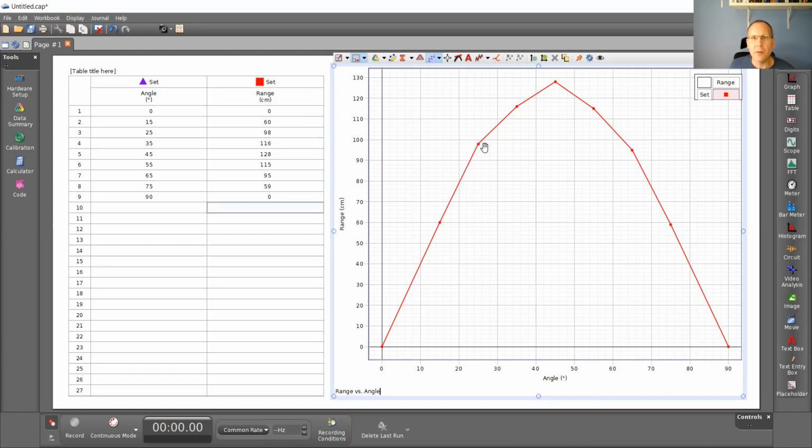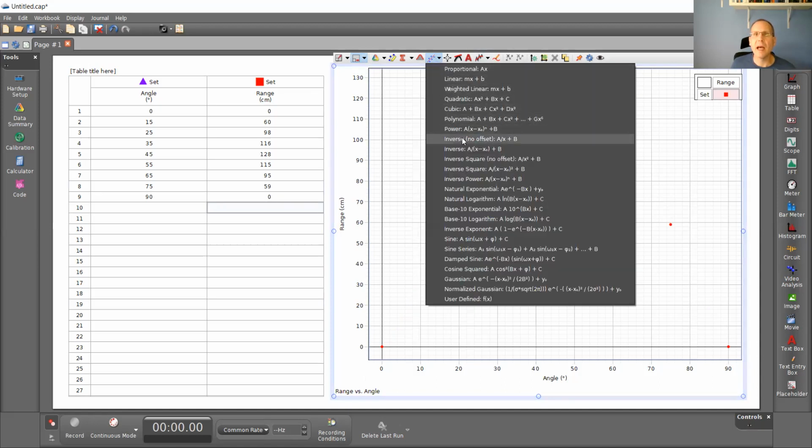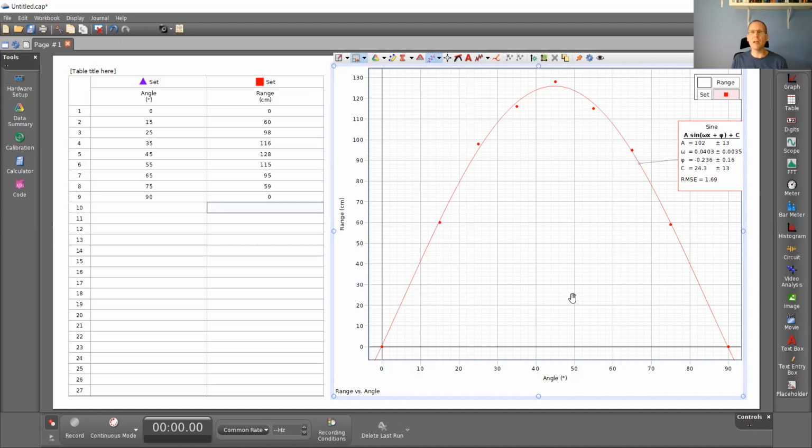You want to do the usual, get rid of the line segment connections by hovering over a data point, right click, and then uncheck show connecting lines. And then for the fit, again, here's where you want to do a sine fit. So that's this one right here, sine, and it actually does a pretty nice job, right? If you have decent data, it should do a nice job fitting the data.